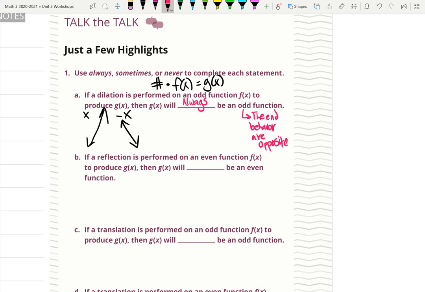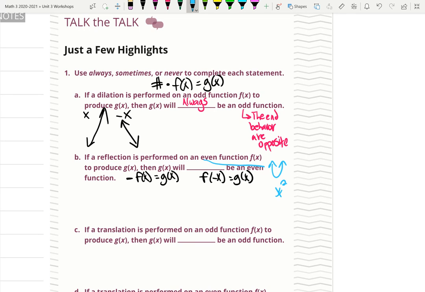If a reflection is performed on an even function to produce g of x, then g of x will be a blank even function. There are two types of reflections. A negative applied to the output is going to be g of x, or we can have a reflection applied to the input. The idea is, if a reflection is performed on an even function, let's use our classic example for an even function, a quadratic, x squared.